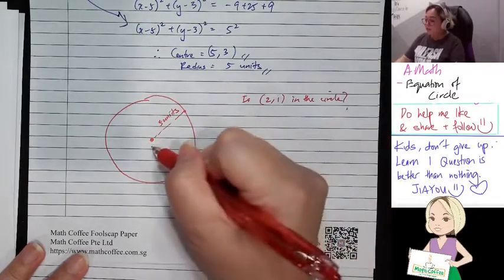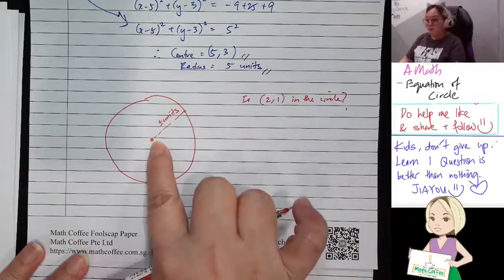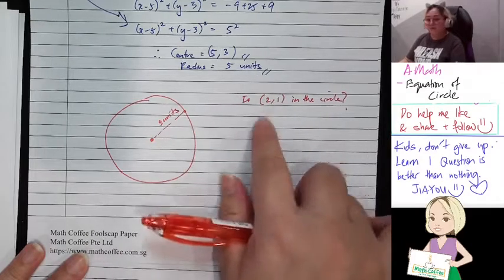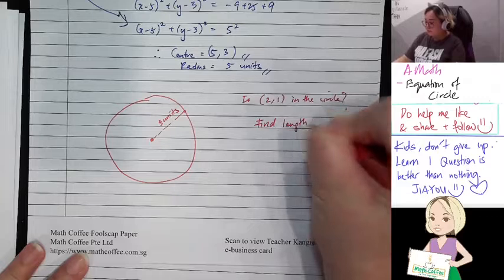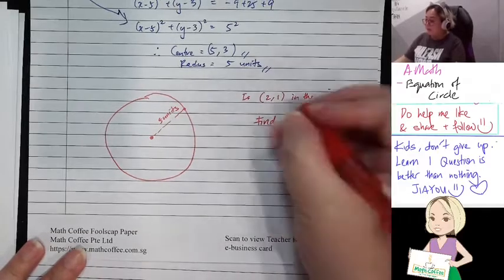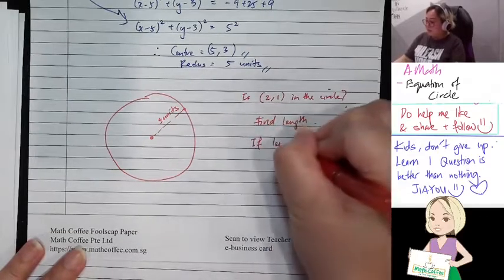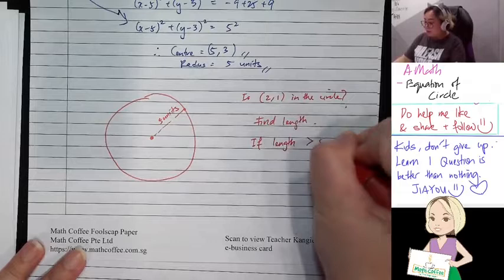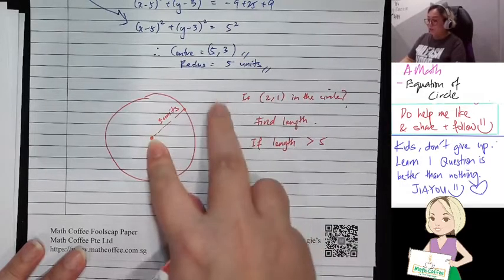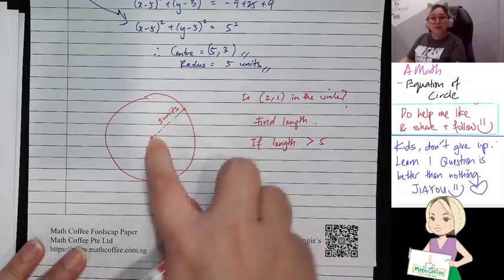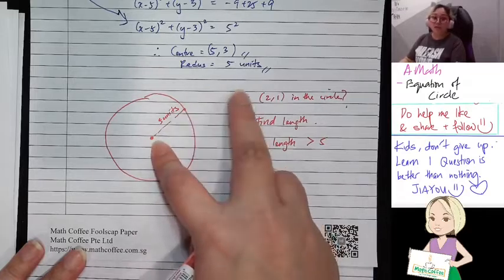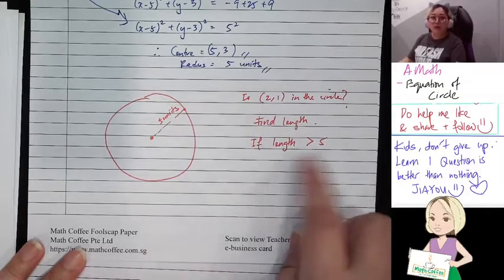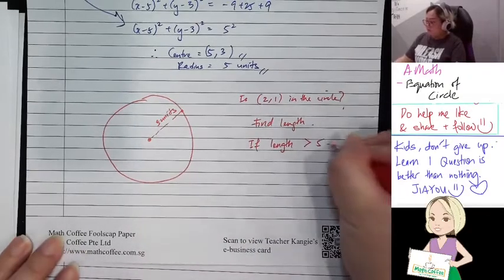So what you need to do is take the center point as well as this point and find the length. If the length is more than 5, imagine the point is here. I find the length, and it is longer than the radius. So obviously it's outside the circle. So if the length is more than 5, it means it is outside.